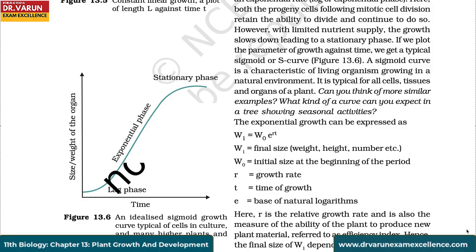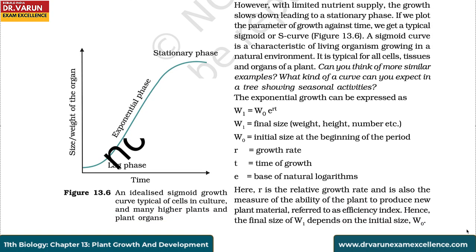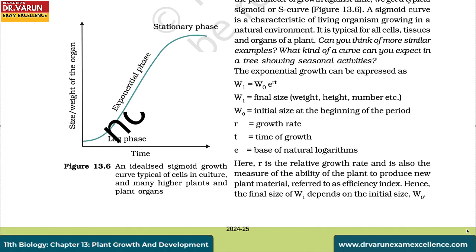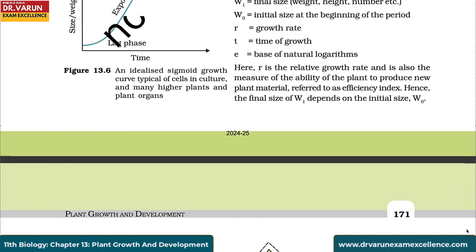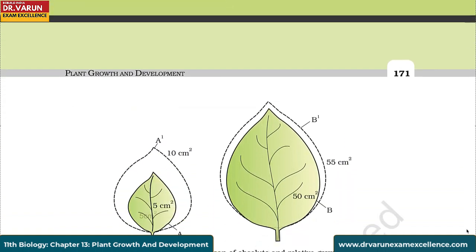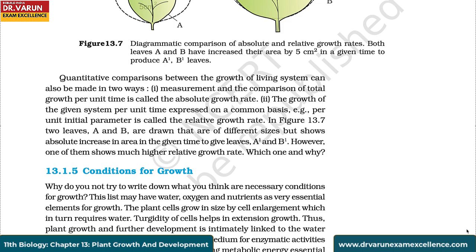The exponential growth can be expressed as W1 = W0 e^(rt). W1 is the final size, weight, height, number, etc. W0 is the initial size at the beginning of the period. r is the growth rate. t is the time of growth. e is the base of natural logarithms. Here, r is the relative growth rate and is also the measure of the ability of the plant to produce new plant material, referred to as efficiency index. Hence, the final size of W1 depends on the initial size W0.